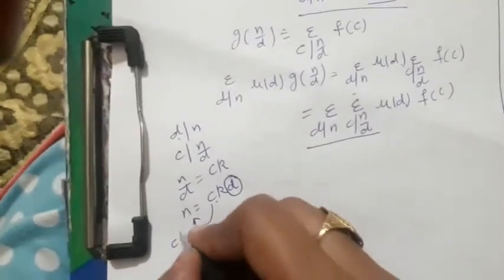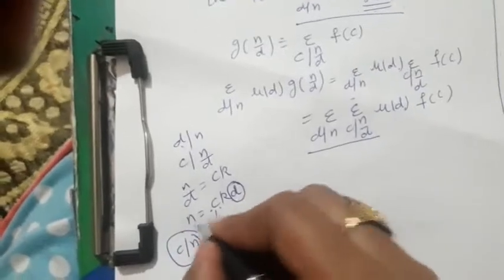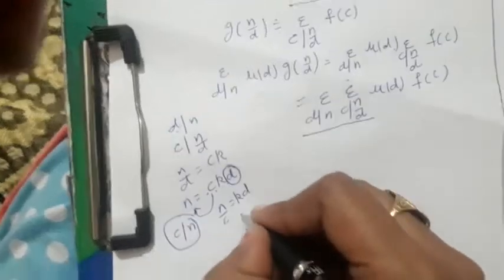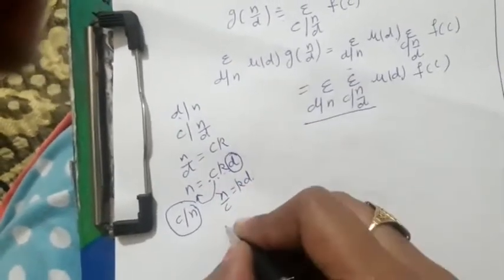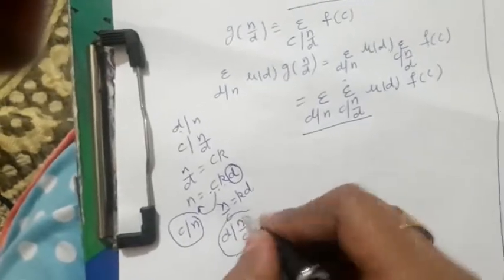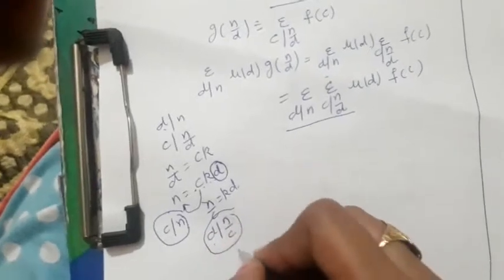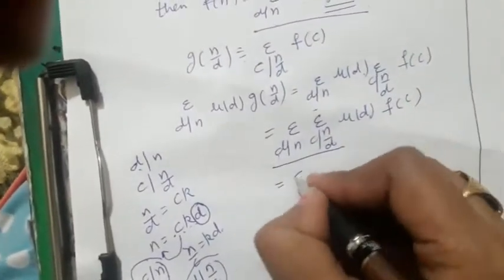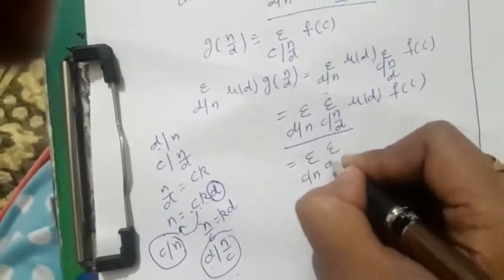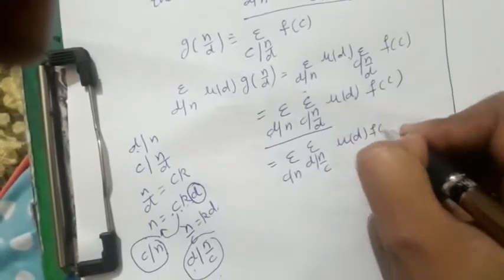c also divides n. n is also a multiple of c. So we can write from here c divides n. And if c divides n, we divide the equation by c: n by c is equal to k into d. That means n by c is a multiple of d, that means d divides n by c. So we replace this summation by summation c divides n and summation d divides n by c. So this is summation c divides n, summation d divides n upon c, mu(d) f(c).